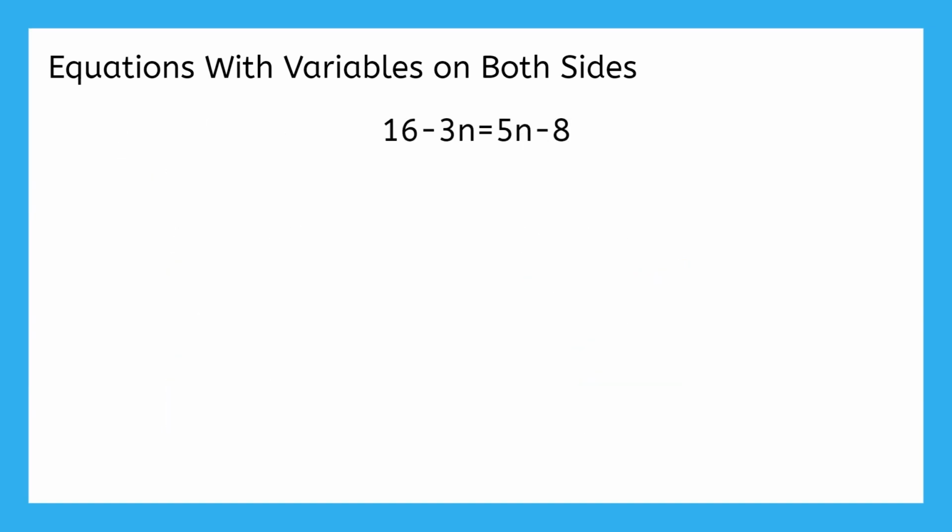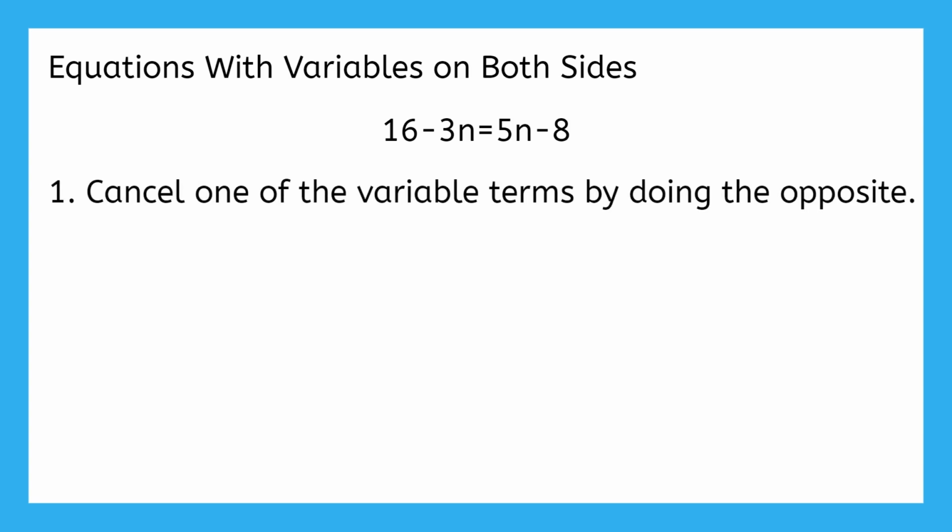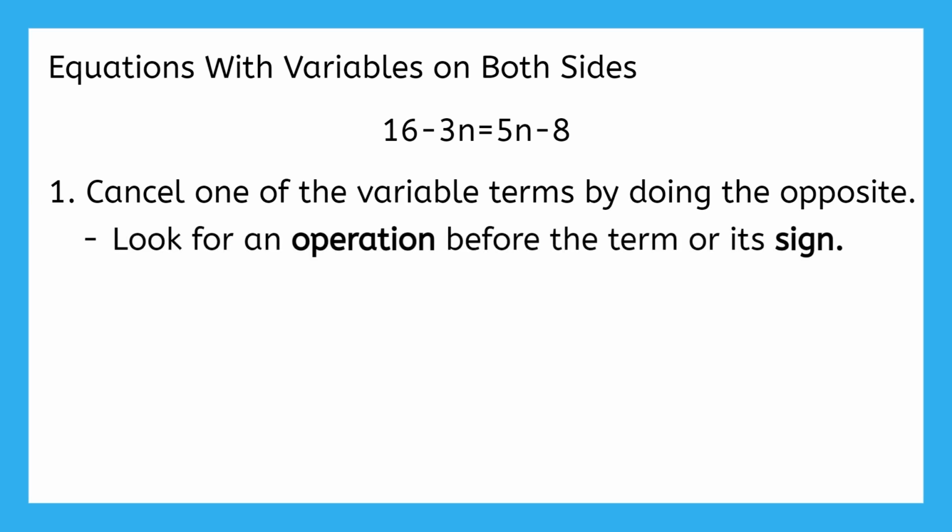So, when you have an equation that has variables on both sides of the equal sign, you want to cancel one of the variable terms by doing the opposite. To find the opposite, you may want to look for an operation if it's at the end of an expression, like 3n is on the left, or you might look for the sign of the term, like positive 5n if it's at the beginning of an expression.